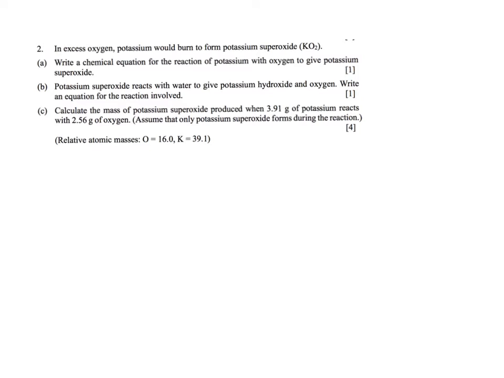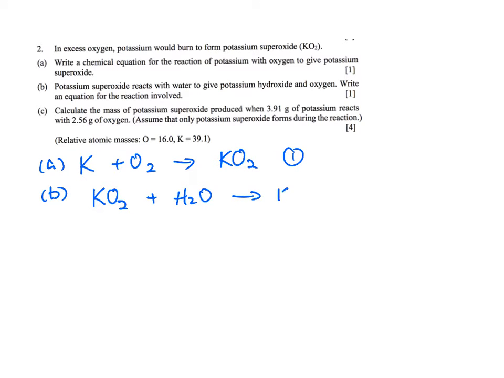So question 2, for this one, the first part is to write the equation for potassium with oxygen to give potassium superoxide. So part A will be K plus O2, and superoxide is KO2. So this one is pretty simple. And then the next part, you have potassium superoxide reacting with water, and it will give out potassium hydroxide and oxygen. This was slightly difficult to balance, but anyway, we'll try to put a 2 right here first because we have 2H.